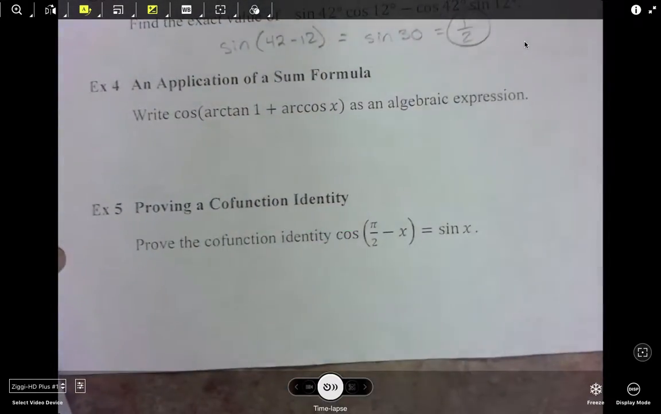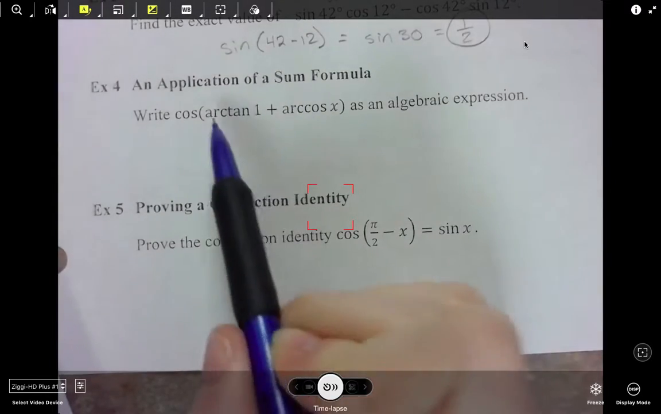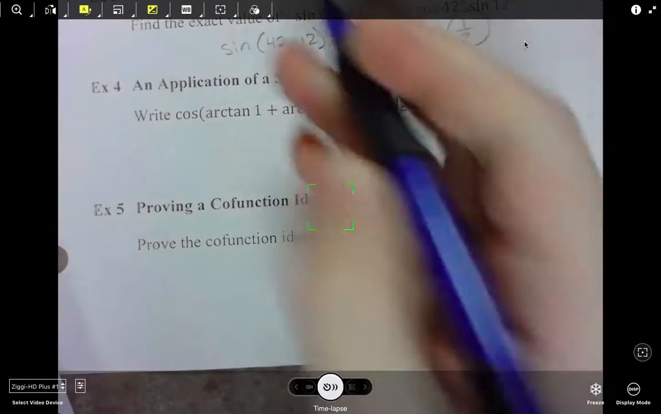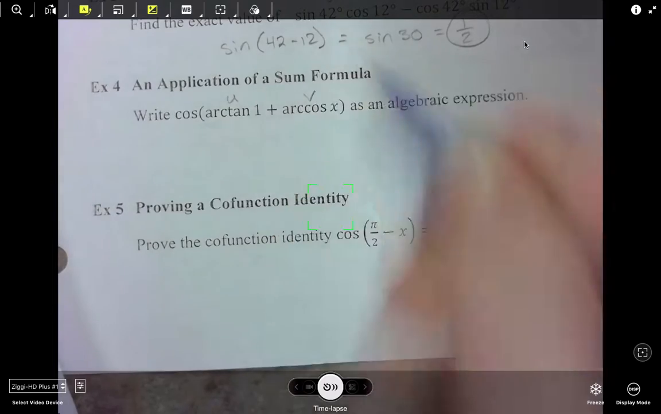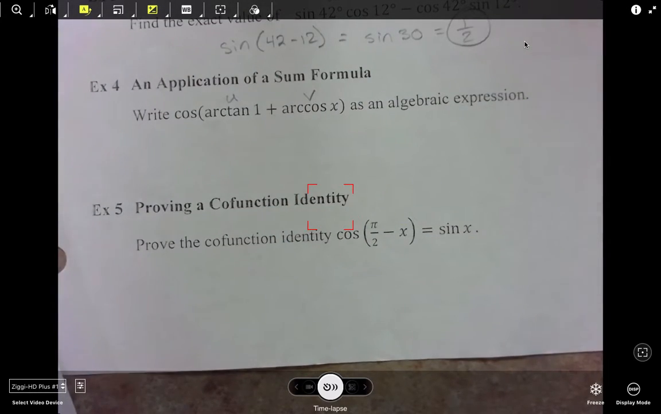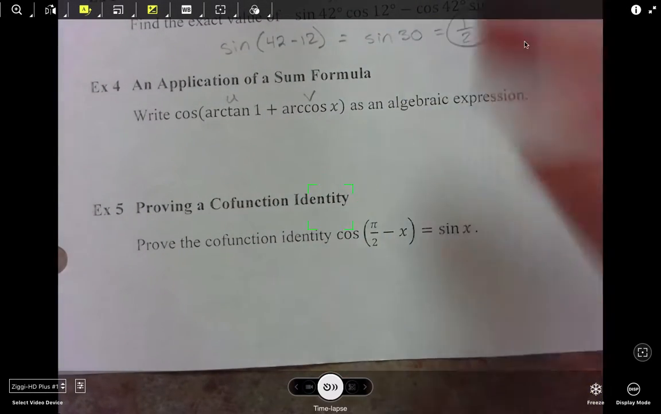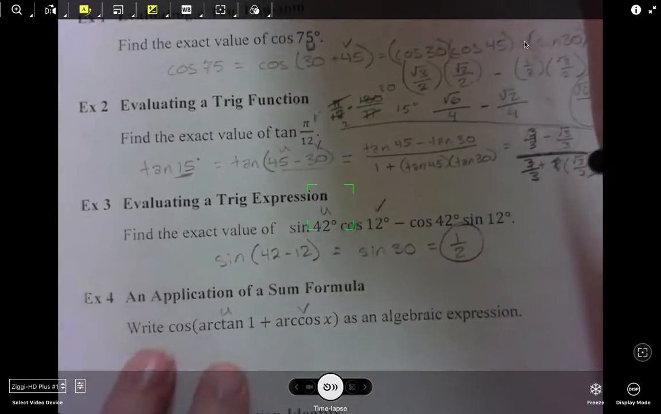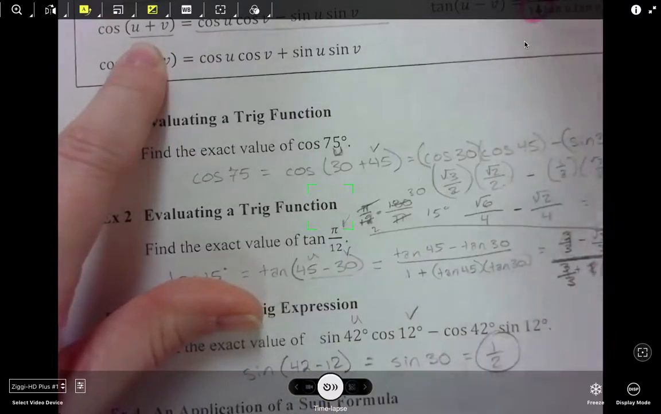Here we go. So an application of a sum formula. So we've got cosine of something plus something. This is going to be like my u, and this is going to be like my v. Okay. So sine of u plus v is what we've got going on here. Or no, excuse me, cosine of u plus v. Cosine of u plus v.